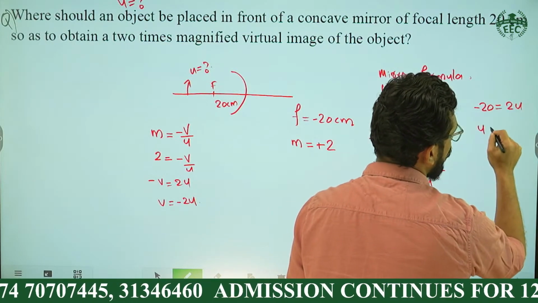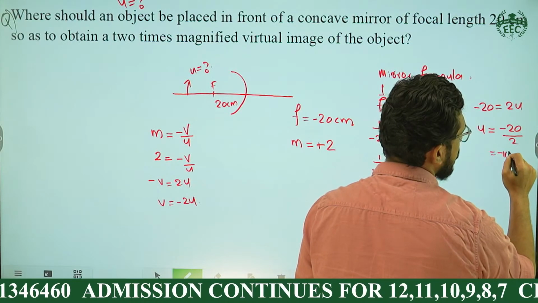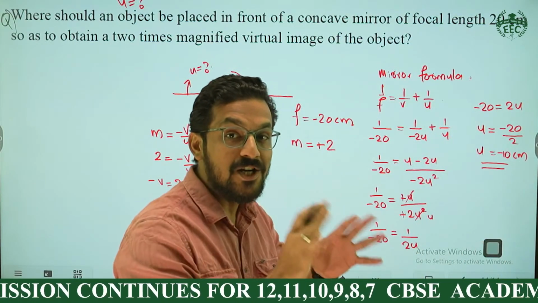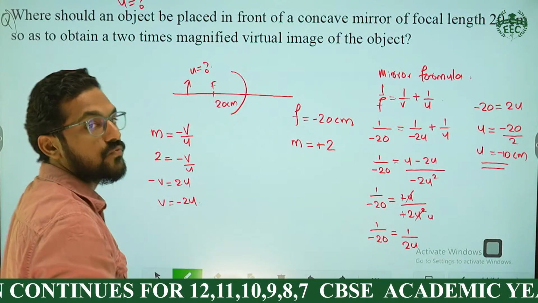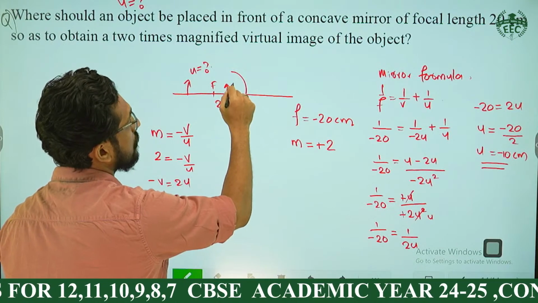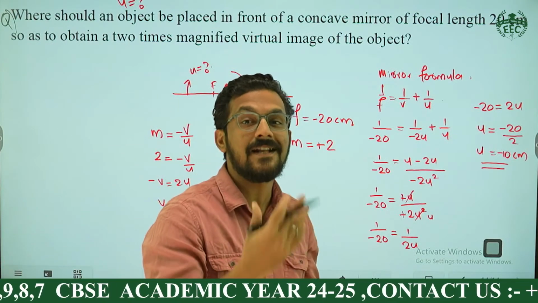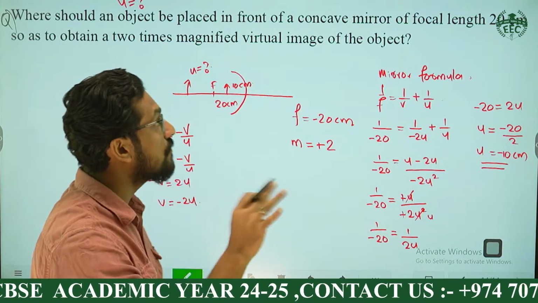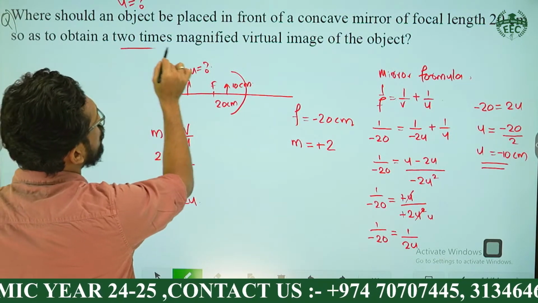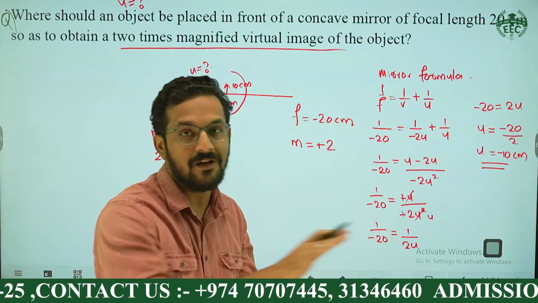So what is the value of U? That will be minus 20 divided by 2. That is minus 10 centimeter. So you have to put the object at 10 centimeter in front of the mirror. If you are putting this object at 10 centimeter in front of the mirror, you will get this image. What is the speciality of this image? It will be a 2 times magnified virtual image. It will be formed behind the mirror.